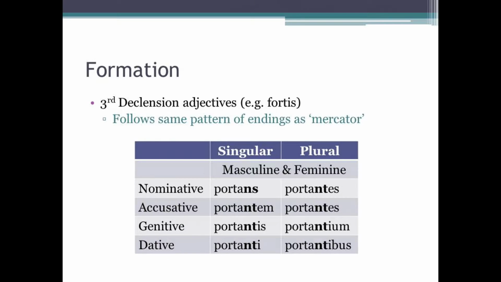So now let's have a quick look at the formation of present participles. Present participles are formed like third declension adjectives such as fortis, which follow the same pattern of endings as mercator. So if you have a quick look at this table below, you'll notice that all of the forms have the letters NT in the middle of them, except, of course, the nominative singular, which ends in NS.